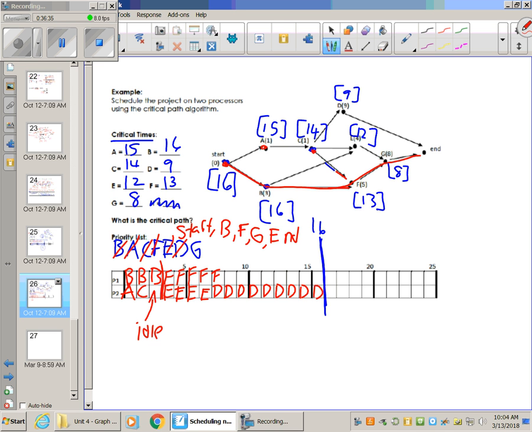And then lastly, G's prereqs are E and F, so it's just going to be past E and F. So how about with P1? And it has a processing time of 8. 1, 2, 3, 4, 5, 6, 7, 8. Boom. Perfect. It worked out great. That's how you'd schedule it with your processors. And it gives us the project minimum time of 16 hours. And that's how it's done.